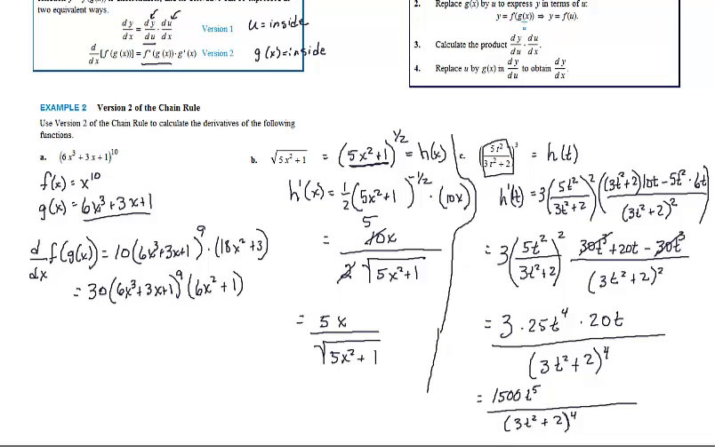But you can see that whichever version you're using, it's still the derivative of the outside, leave the inside alone, times the derivative of the inside. If you'll just say that over and over to yourself, then you pick your inside, you pick your outside, and once again that's the derivative of the outside, leave the inside alone, times the derivative of the inside.